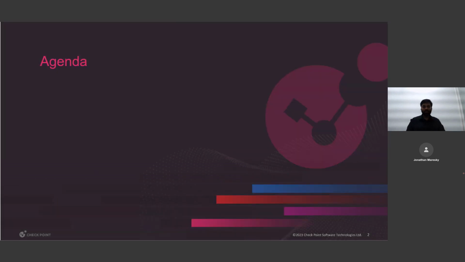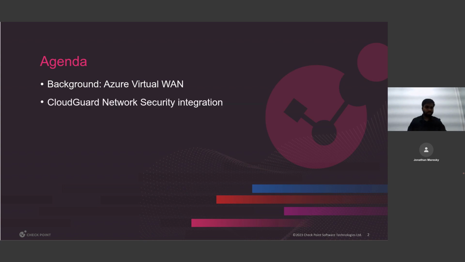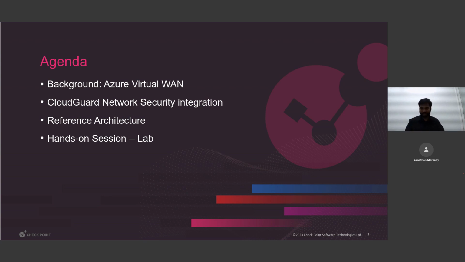Before getting into the presentation, I just wanted to walk you through the agenda, what exactly we're going to cover today. I'll give you a brief about Azure vWAN. Second, I'll talk about the CGNS, CloudGuard Network Security integration along with Azure vWAN, how simple it is to do the integration and ingest the security into your hybrid vWAN architecture. What would be the reference architecture? Then we'll go deep into our labs, we'll see the actual configurations, and lastly I will open up this session for question and answer.